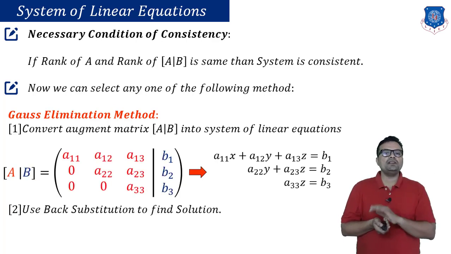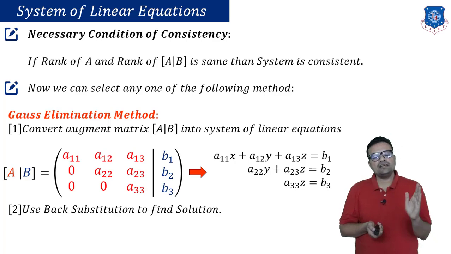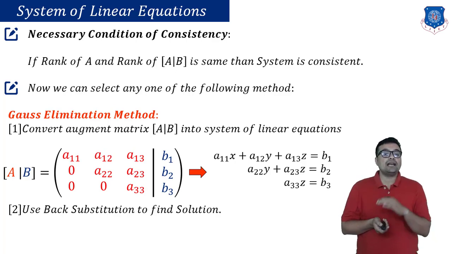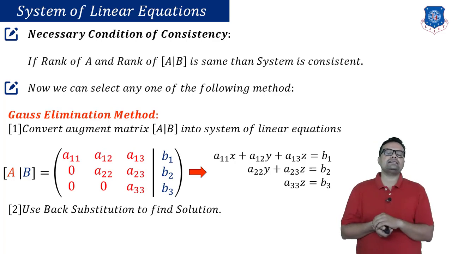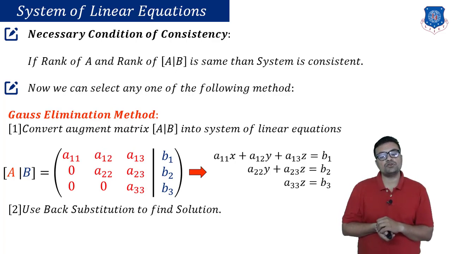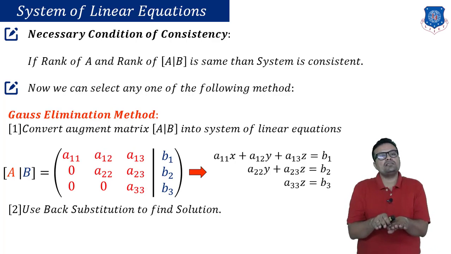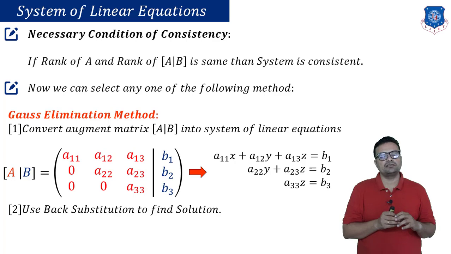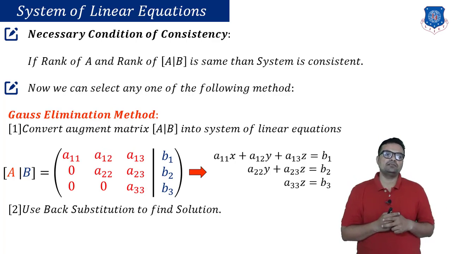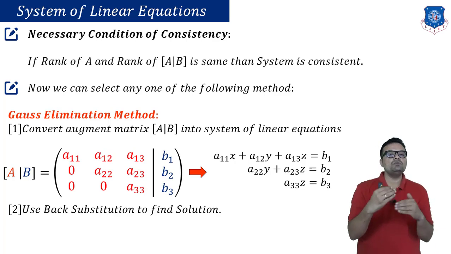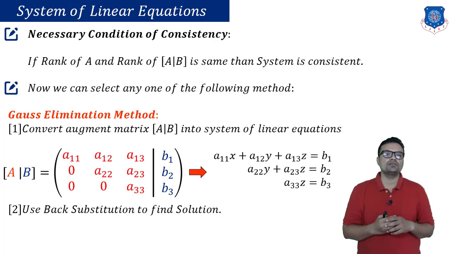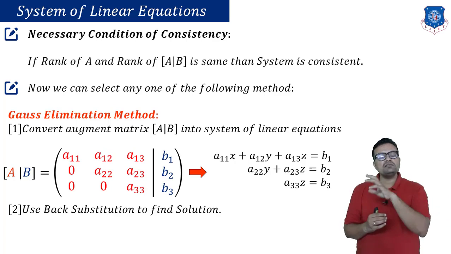We have the augmented matrix in row echelon form, and then we'll transform it into equations. The second and foremost interesting step at this stage is back substitution. We'll select the bottommost equation, A33 z equal to B3, and find the value of z from that, which is B3 upon A33. We'll plug that value into the upper equation, so the variable z will be eliminated. This is how we eliminate variable by variable using back substitution. So it is known as Gauss elimination method.